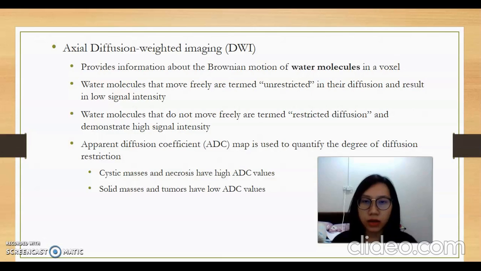Then DWI also has the ADC map, which is the apparent diffusion coefficient, which is used to quantify the degree of diffusion restriction. Cystic masses and necrosis will have high ADC values, while solid masses and tumors will have low ADC values.